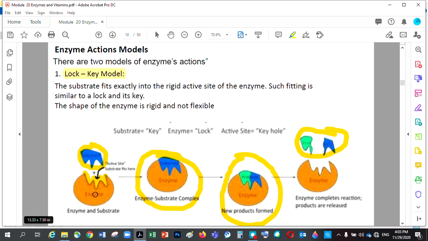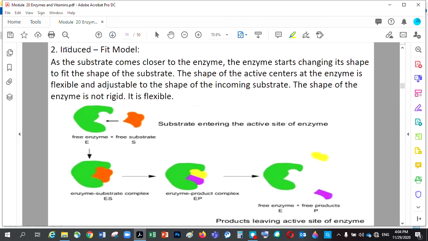The key has to open the lock, and so it has to fit very, very well. So the substrate is the key, the enzyme is the lock, and the active site is the keyhole. Okay? So this is called the lock and key model. But not all the time do we have this type of model. Not all the time will the substrate fit exactly the active site of the enzyme. In this case, we talk about the induced fit model. And that's most probably the case most of the time, because most of the time you don't have this 100% fitting lock and key model.